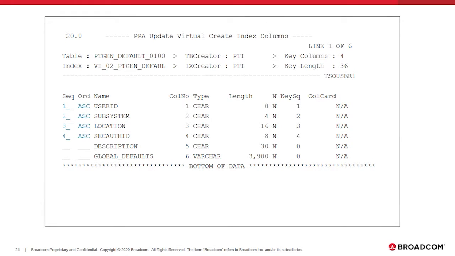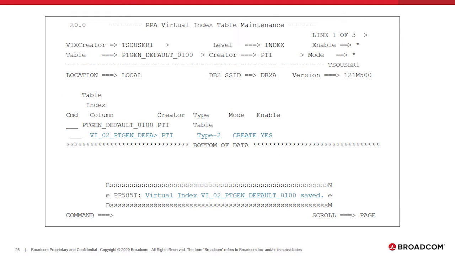Then the result can be saved, showing the confirm info. Then press F3 to return. Here we can see a virtual index has been created and enabled. The DB2 optimizer can use it when the next SQL explain is executed.